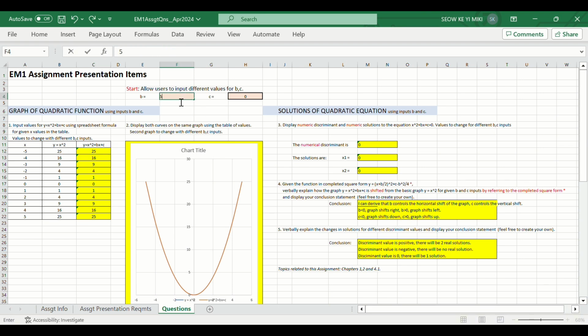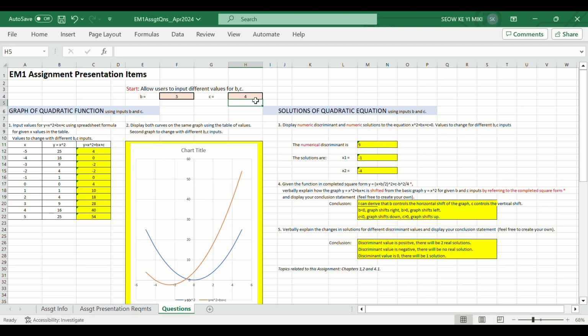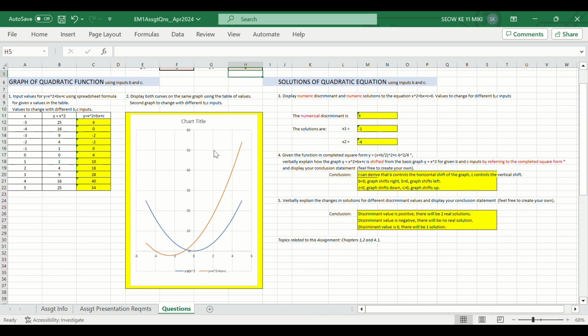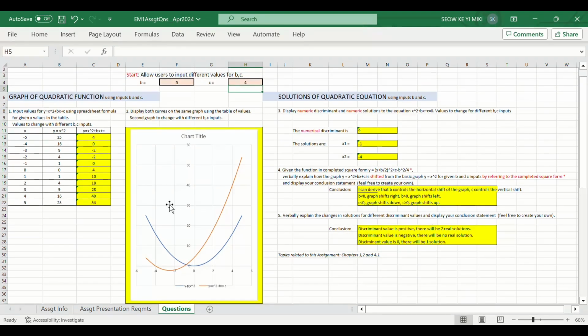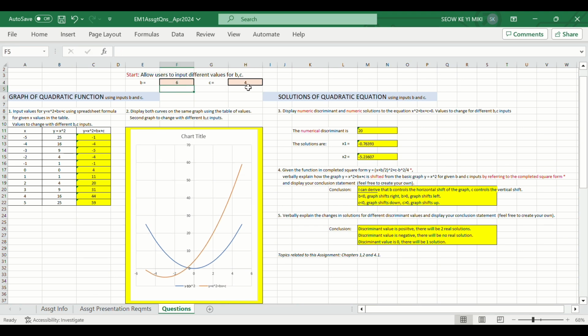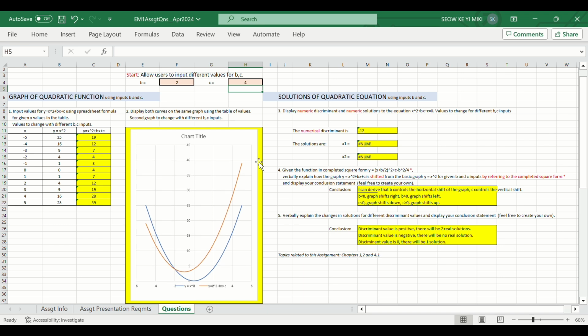So as I change this value, the table of values will change also. For the graph, question 2, the blue graph represents x squared. The orange graph represents x squared plus bx plus c. As I change this, I will get different shapes, the different curves. So for example, 2 and 4. So it will give me different curves.